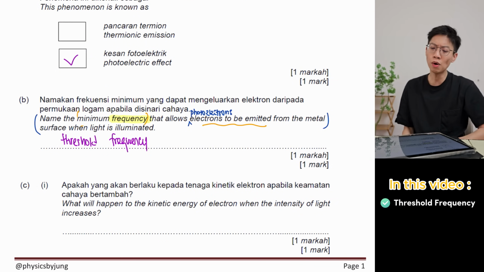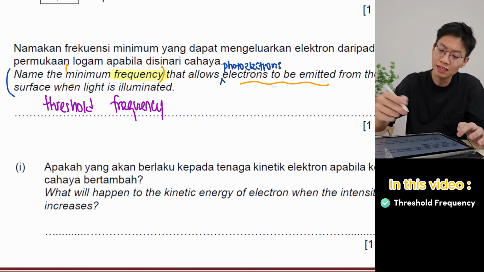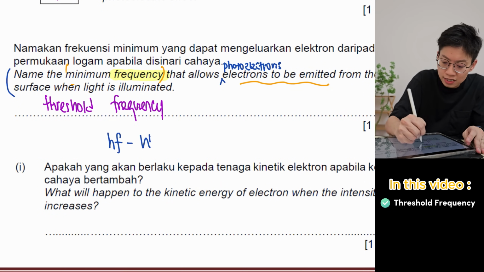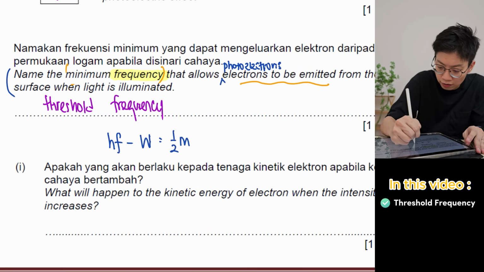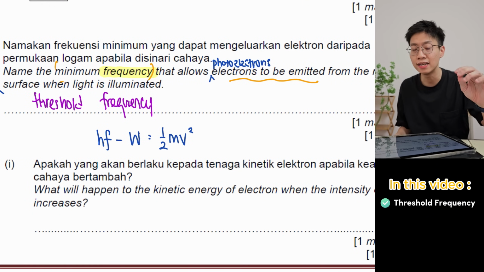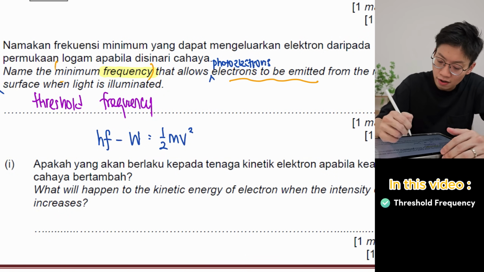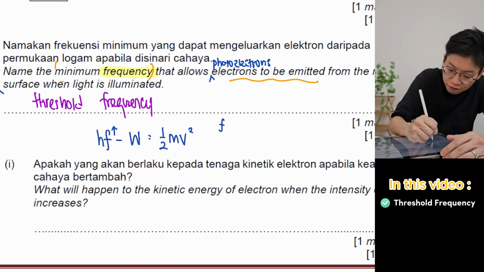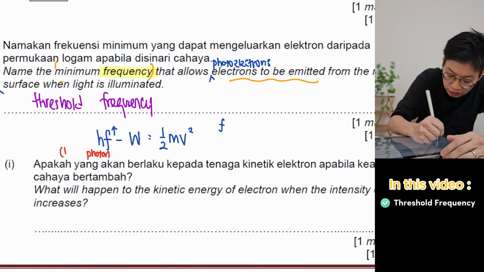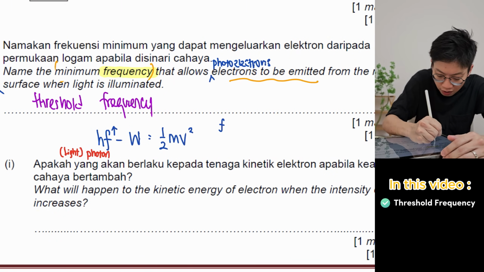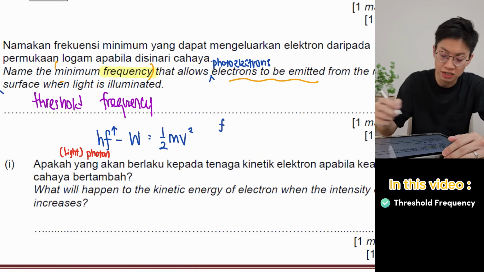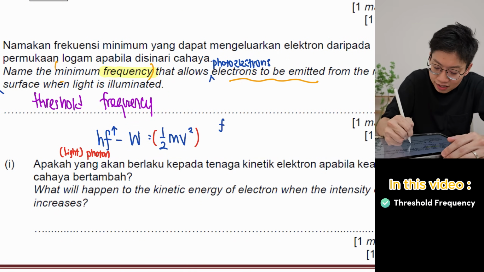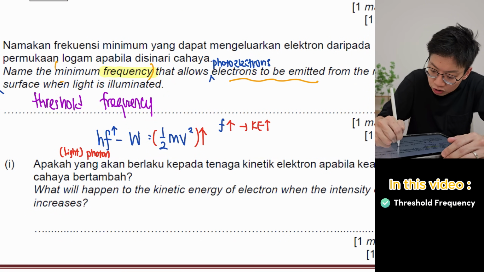Okay, next. What will happen to the kinetic energy of the electron when light intensity increases? In this short video, I'm just going to show you one simple example of a formula, half mv squared, which I can summarize into two things. Number one, frequency. This hf is actually your photon energy. If you don't know what a photon is, that is your light energy. So when your frequency increases, based on this equation, your kinetic energy will also increase.